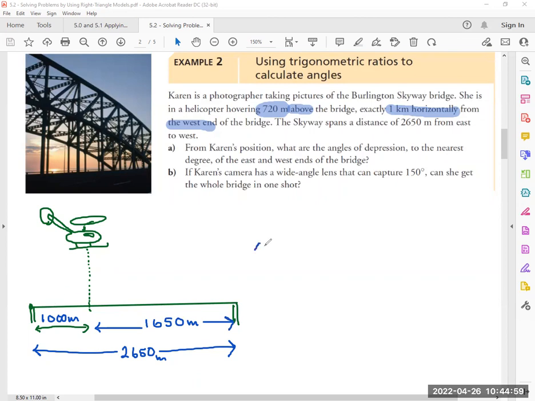Next, I also know that the height directly above the bridge is 720 meters. From Karen's position, what are the angles of depression to the nearest degree of the east and west ends of the bridge? Angle of depression means, what's this angle? So I'll call this alpha.